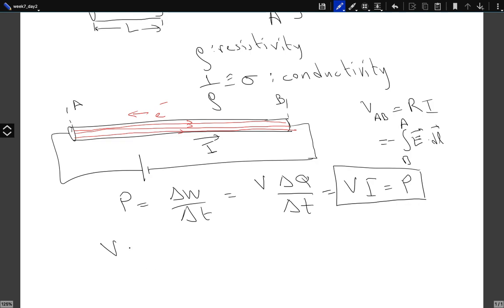And just using V equals I times R, you can write it in different forms: V squared over R, I squared R, or V squared over R. So this was more or less what we had discussed on Monday. Any questions up to here?